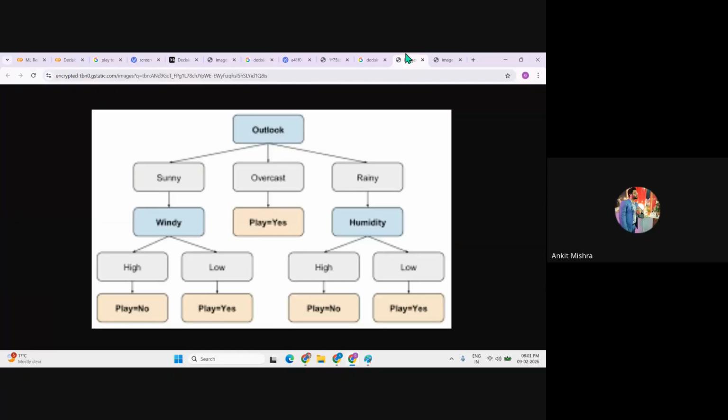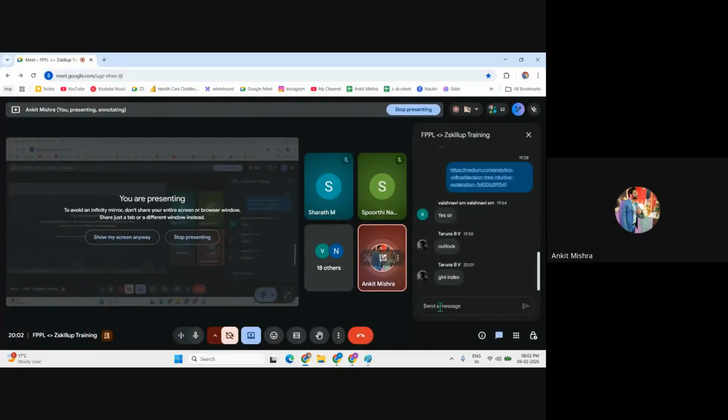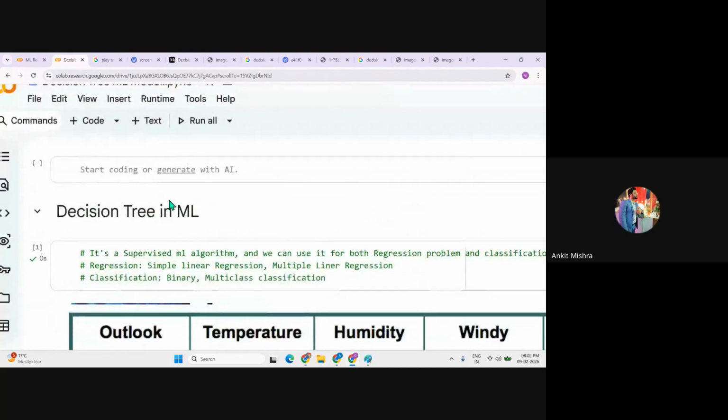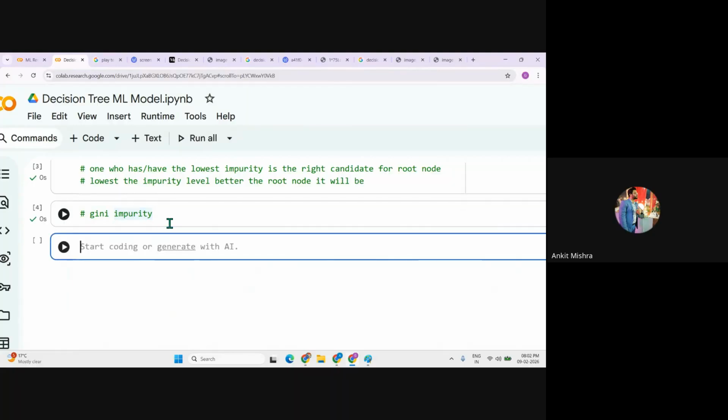I hope everyone is getting my point, guys. Is that clear? Is there any question related to this, candidates? Just let me know. This is very important from an interview point of view, how to evaluate or calculate the root node when it comes to the decision tree ML model. Now we already know that a decision tree can be used in regression problems as well as classification problems. So in the next class, we'll first import this data set, this tennis data set.